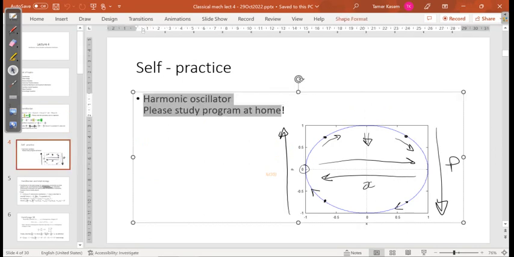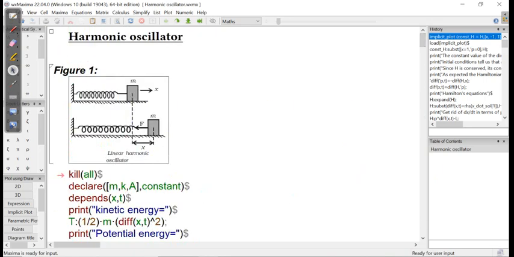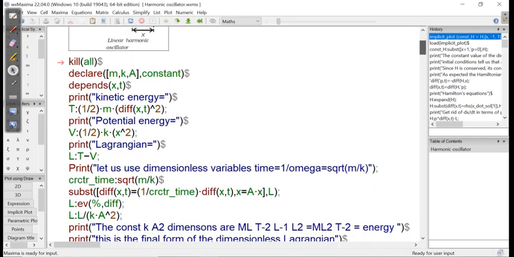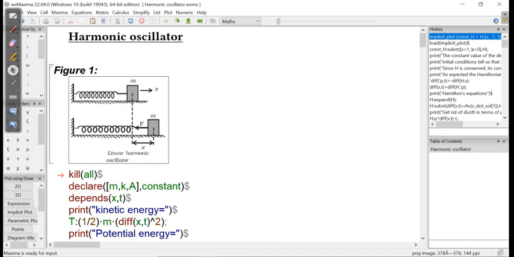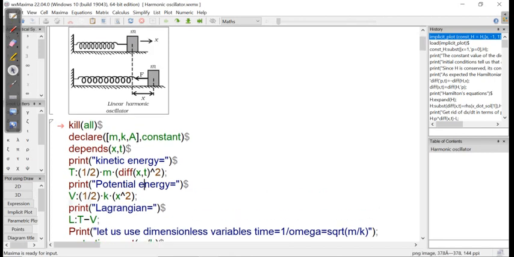I have provided a Maxima file here. The idea is so simple. You have a mass that's tied to a spring, and as we pull the mass to the right with the displacement x, it begins to oscillate. So it's a conservative system. We have the kinetic energy, which is half the mass times x dot squared. We have the potential energy due to the spring, which is half k x squared.